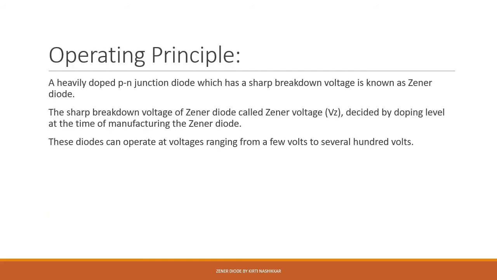Now let us see the operating principle of the Zener diode. As we know, it is a heavily doped p-n junction diode and it has a sharp breakdown voltage. The sharp breakdown voltage itself is called the Zener voltage, and it is decided by the doping level during the manufacturing of the Zener diode. These diodes can operate at voltages ranging from a few volts to several hundred volts.